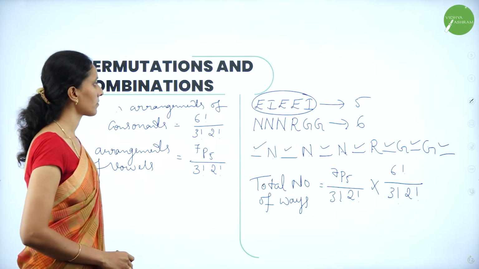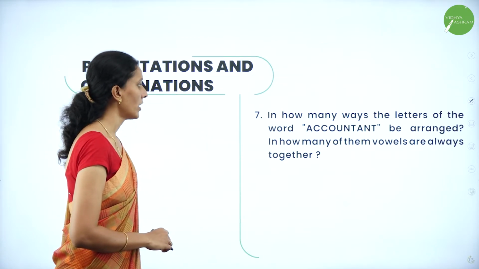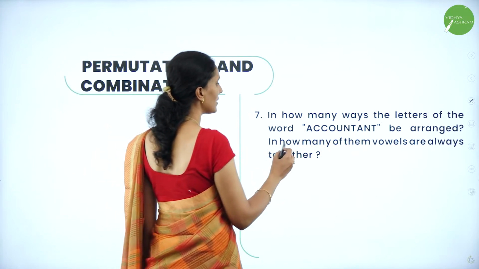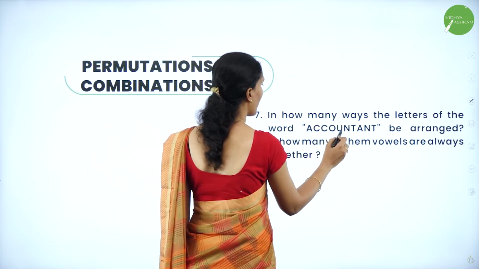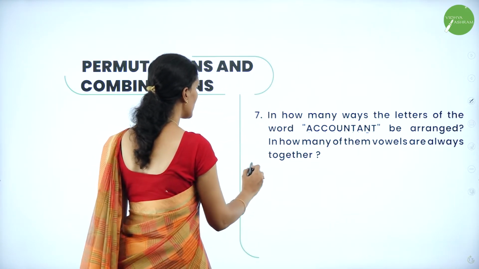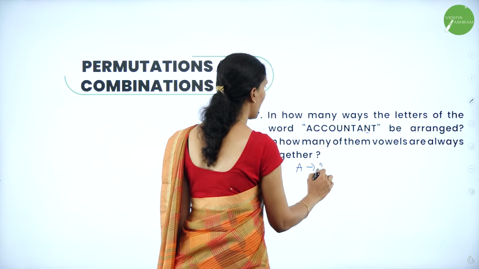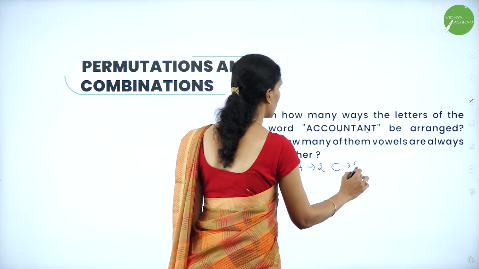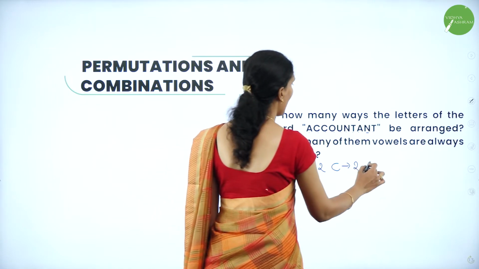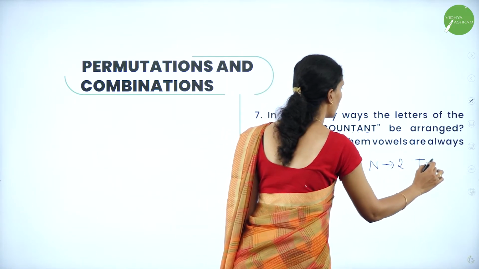Next question. In how many ways the letters of the word accountant can be arranged? In how many of them vowels are always together? First, let me check how many letters we have. 1, 2, 3, 4, 5, 6, 7, 8, 9, 10. Okay. So we have 10 letters totally. Okay. So A is repeated 2 times. C is repeated 2 times. O is repeated once. U is repeated once. N is repeated 2 times. And T is repeated 2 times.